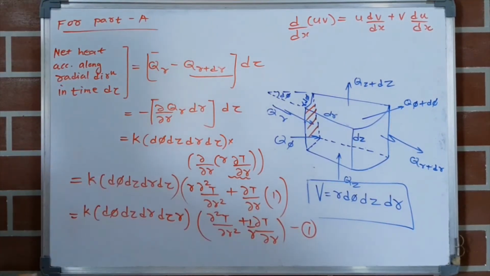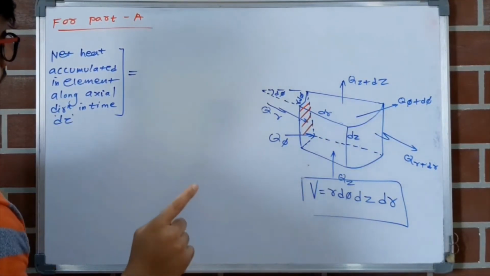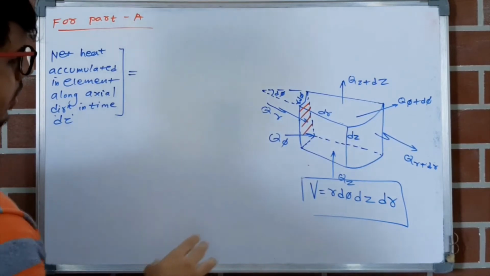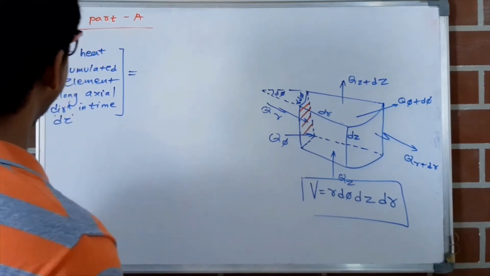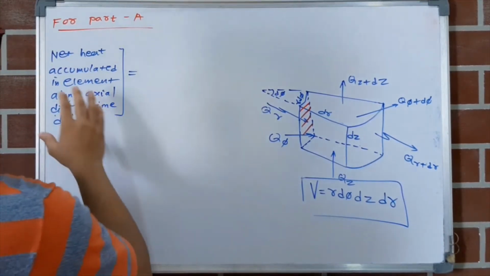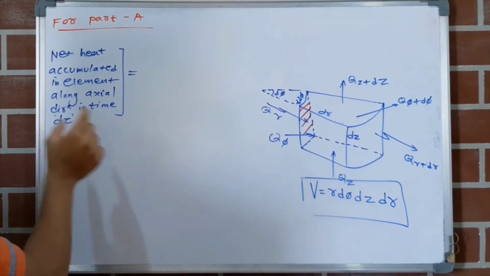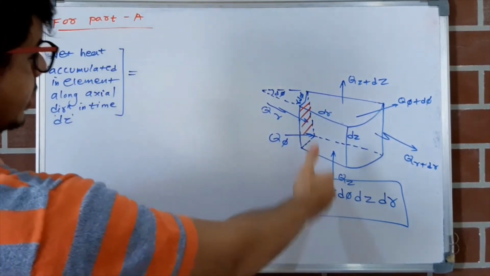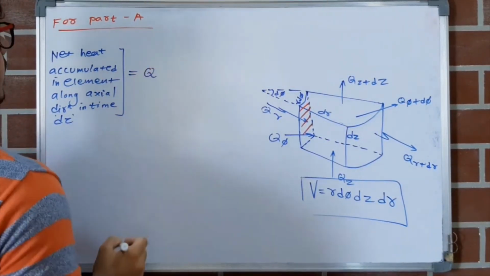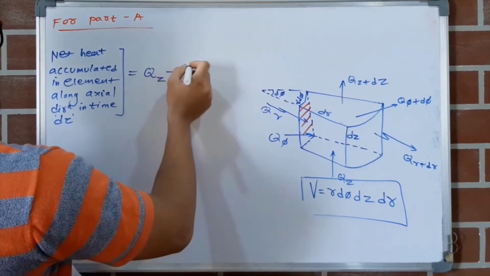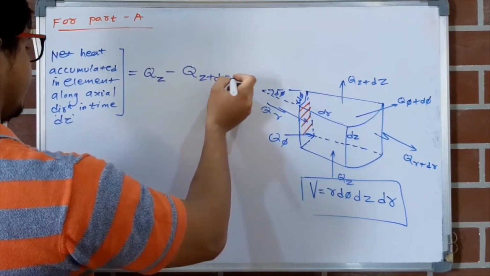Now we will see the axial direction. Mark that equation of the radial direction as equation number 3 or 4, I don't remember exactly the number. Now we will derive the net heat accumulated in the element along the axial direction in time dτ. Along the axial direction the entering heat is qz and the leaving is qz plus dz. So we will write heat influx as qz and heat efflux as qz plus dz.